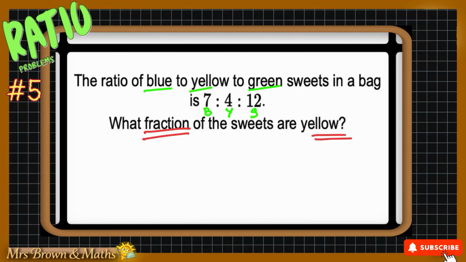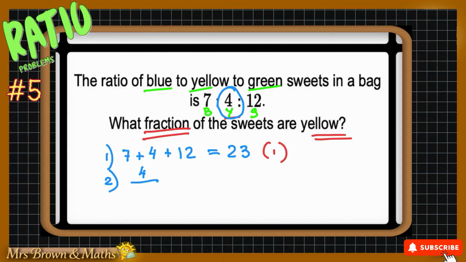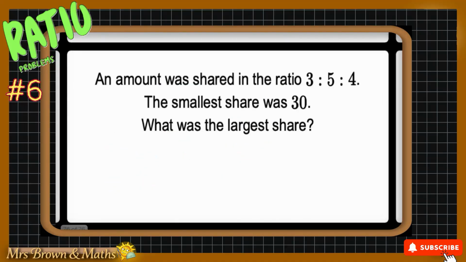Right. First of all, we need to add together all 3 shares. 7 plus 4 plus 12 is 23. You get 1 mark for this. Then, fraction, the amount of yellow sweets divided by total. So 4 over 23. Second exam mark.